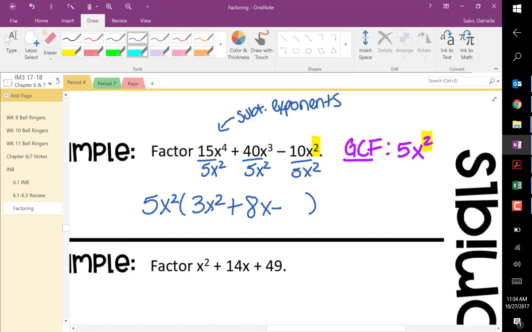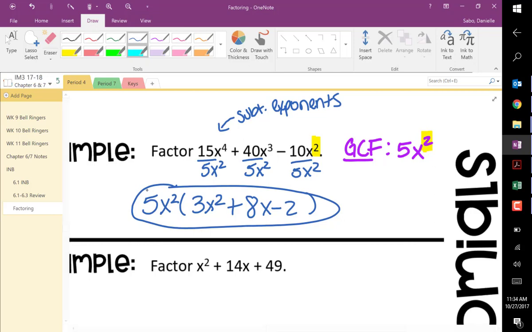Minus, what's 10 divided by 5? Just 2. And then those x squareds will cancel. So that's how you factor out a GCF. Do you have a question on that one? That's the answer. That was the very first thing we did last week when we did factoring. Okay, let's move on to the next one.